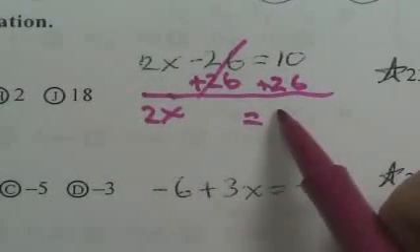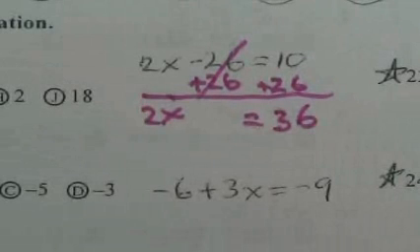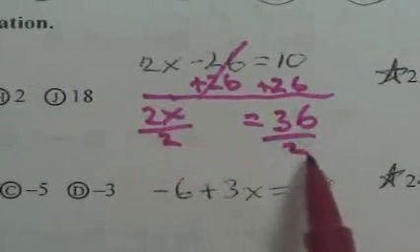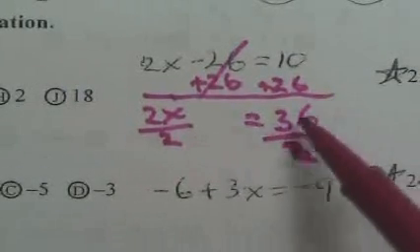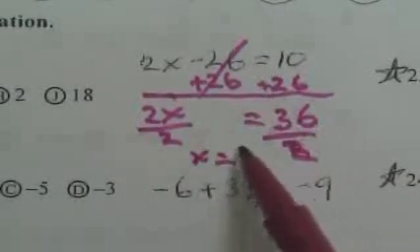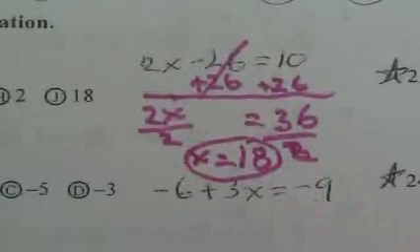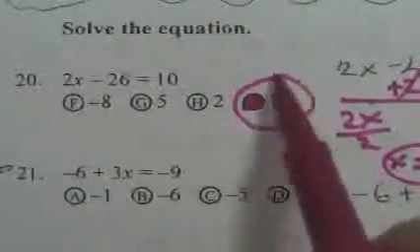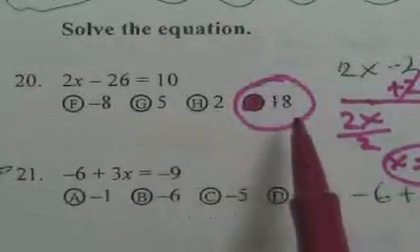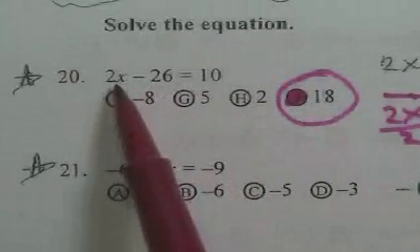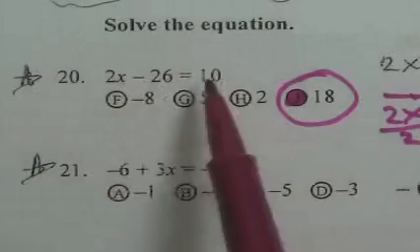26 and 10 makes 36. 2 times something is 36. If you don't know that, you divide by 2, divide by 2. And so I want half of 36. Half of 36 is 18. So our correct answer is letter J, 18. By the way, you can always plug it in to check it out. 2 times 18 is 36, and 36 minus 26 is 10. It works.